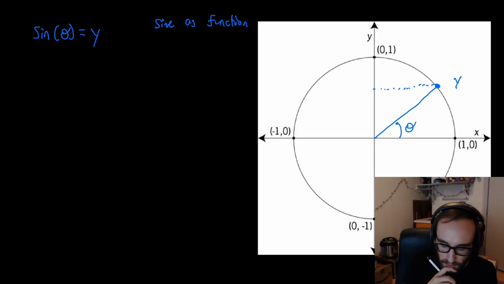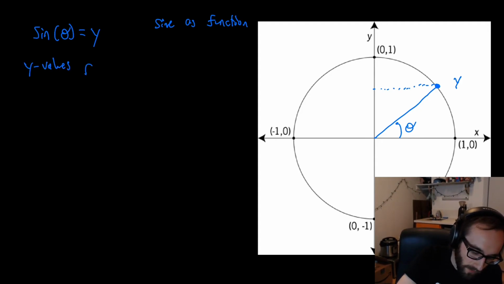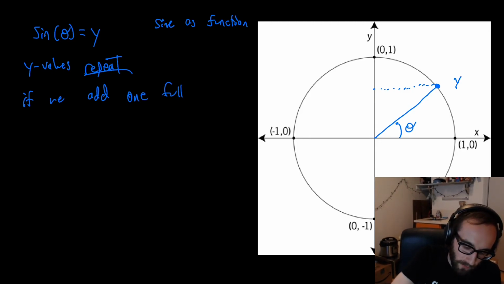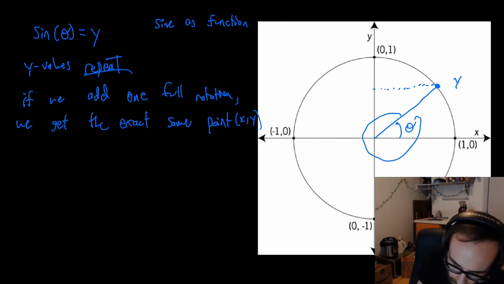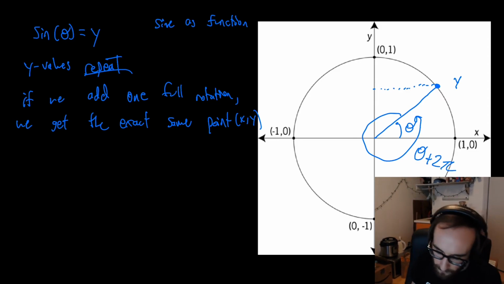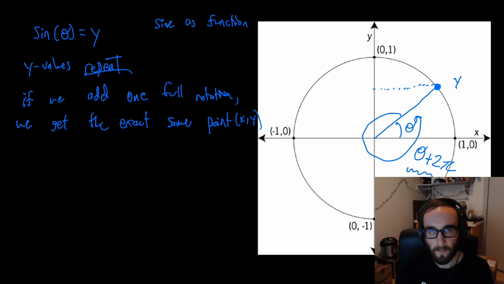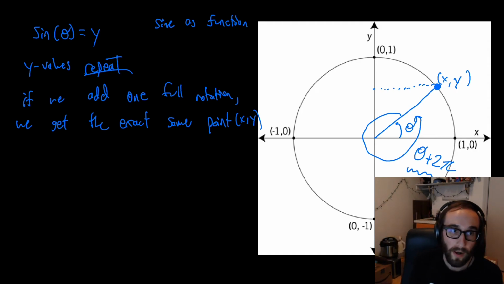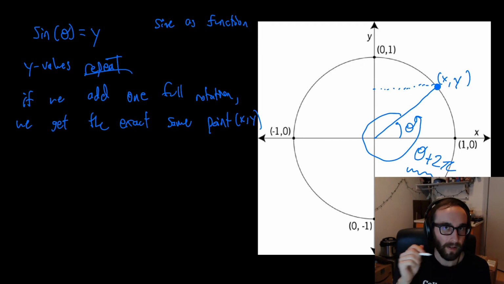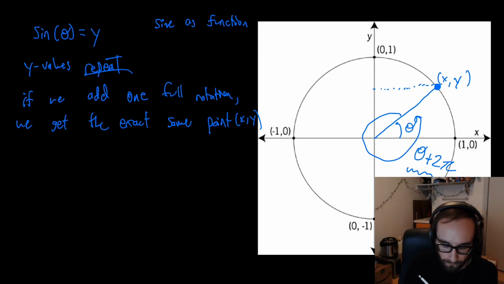And there's a few things to notice. So first, because we're going around a circle, the y values are going to repeat. In other words, if we add one full rotation, we get the exact same point on the unit circle, x, y. So in this case, if we were to add one full rotation, here we have theta plus one rotation is 2 pi radians. Then the corresponding point for this angle, theta plus 2 pi, is also x, y. That same, in other words, with sine, that same y value. So the y values, or the outputs, repeat every time we add 2 pi to our input theta. And this is called a periodic function.